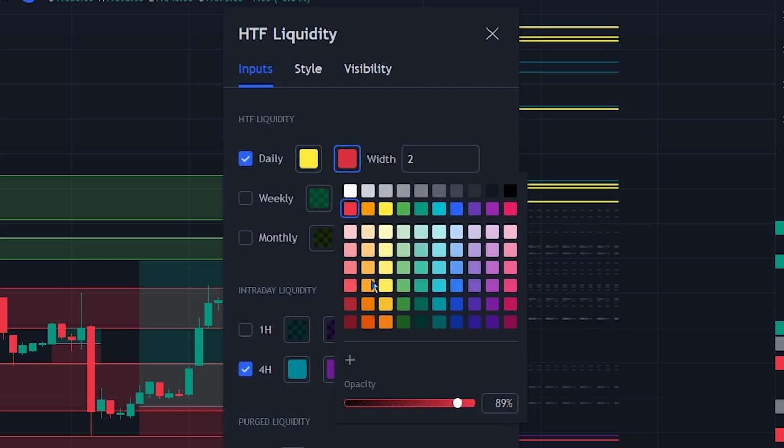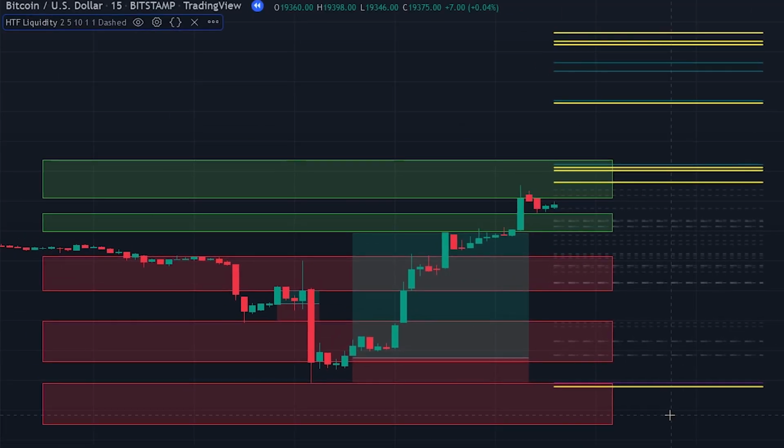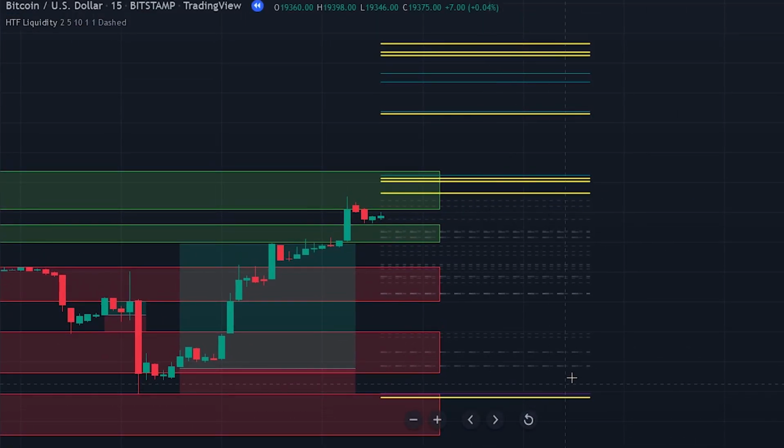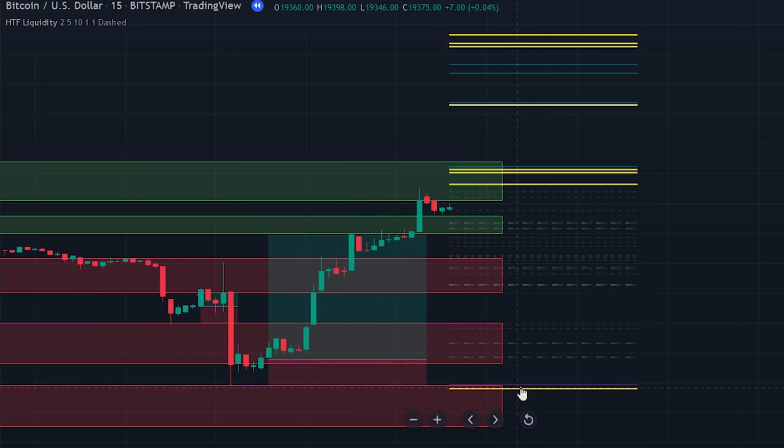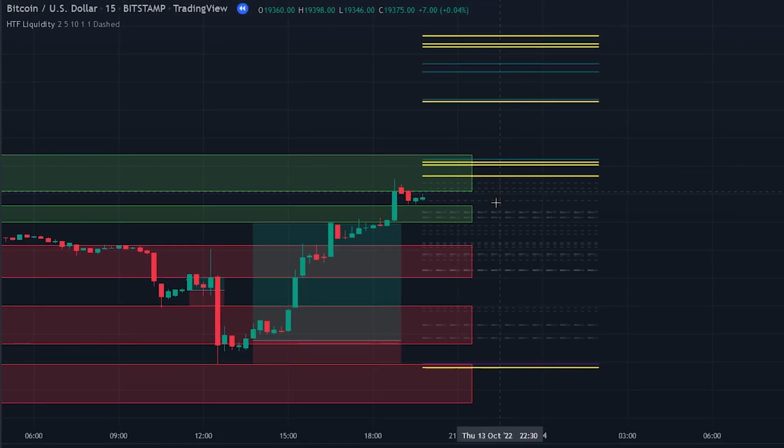Let's also change the opacity again to make it easier to see. Now you can clearly see how much more important these daily levels are. As you can see, the price broke through the daily levels with a lot more effort than the 4-hour levels. Now let's try to enter into a short trade so that everything will be more clear.